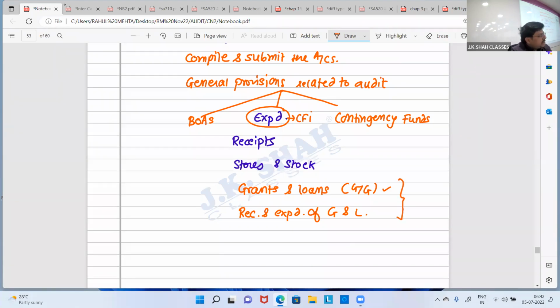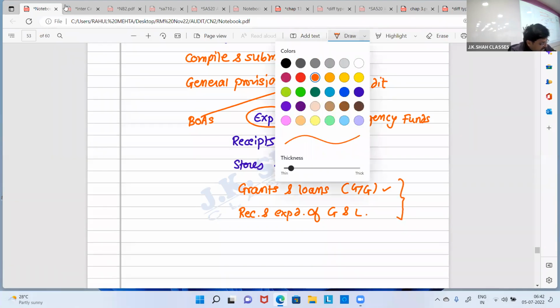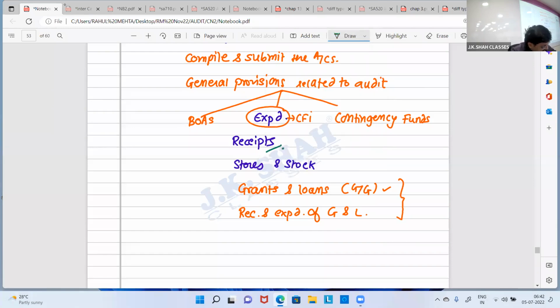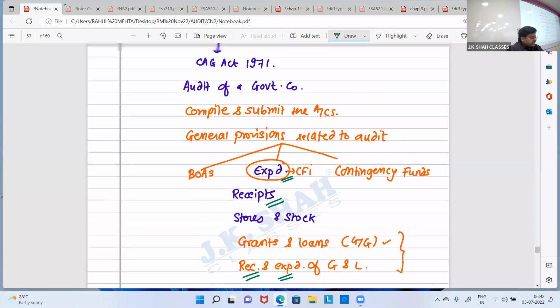Don't get confused between this receipts and that receipts. They are separate. That receipts is for government. This is for grants and loans. There is a difference. Don't also get confused between this expenditure and that expenditure. That expenditure is of the government only, that we did yesterday. This expenditure is for grants and loans specifically. Is this much okay?